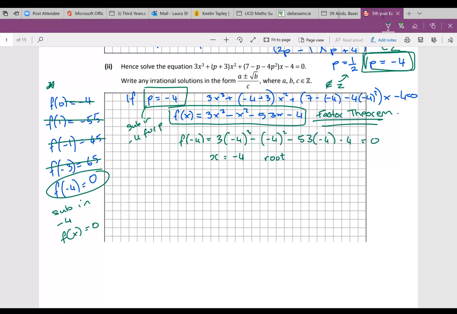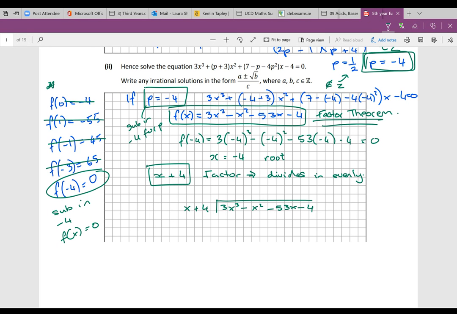If x is equal to minus 4 is a root, then x plus 4 is a factor, and with a factor, we know that it always divides in evenly. I'm not dividing it into the equation with p's, because I know the value of p now, so I don't need to use p in my equation. So I've got x plus 4 into 3x cubed minus x squared minus 53x minus 4.